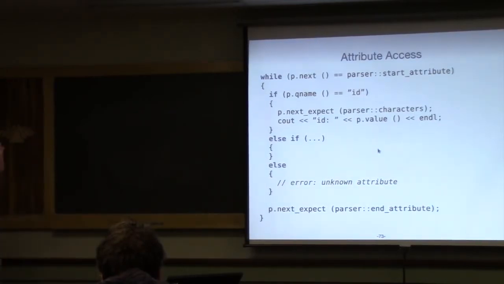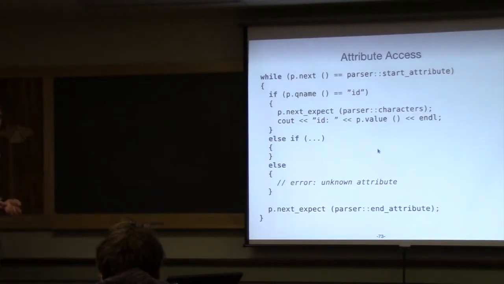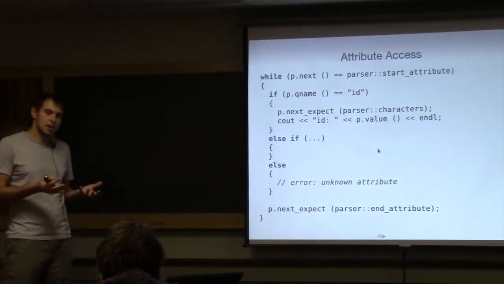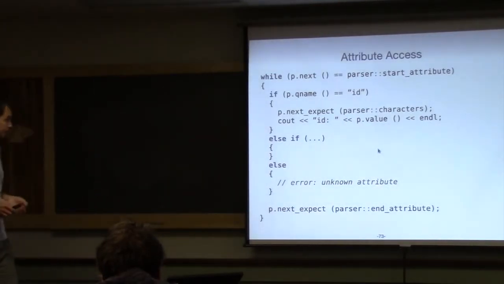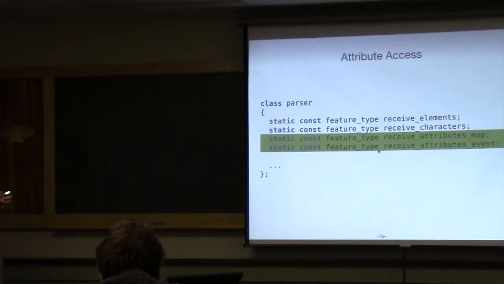If you think about it, it's actually not that convenient at this level of the API to get attributes as events. Instead, what we would want is something like a map. Remember that I told you about this receive attributes feature? Well, I actually lied. There's no such thing. Instead, we have these two.